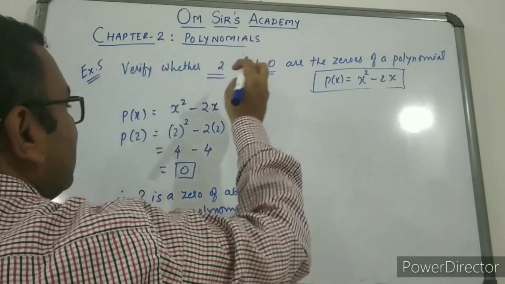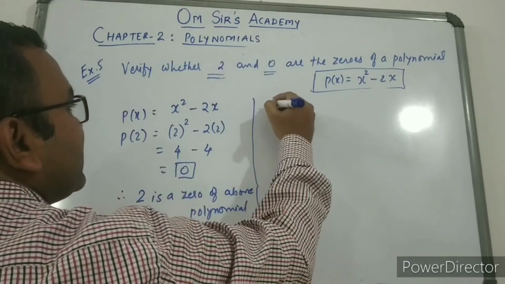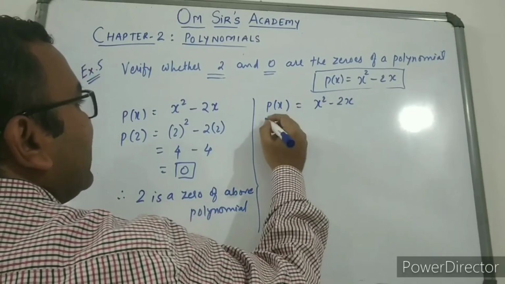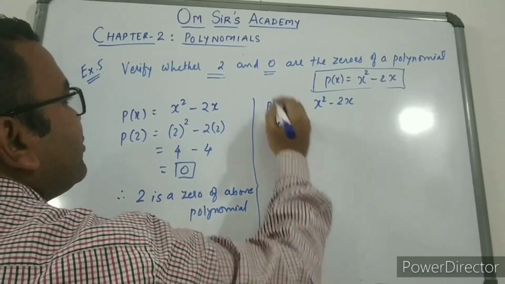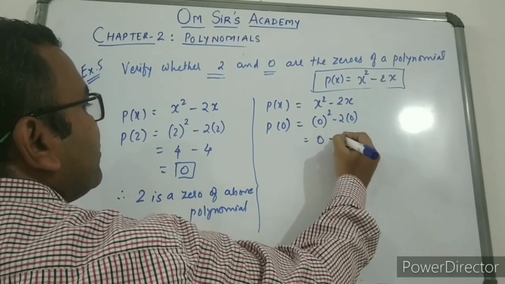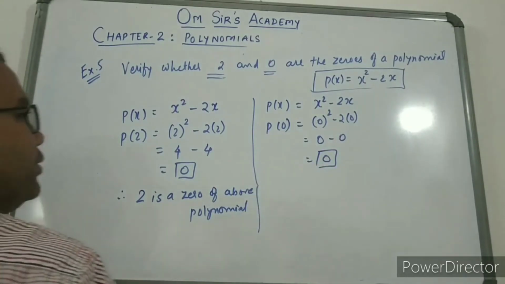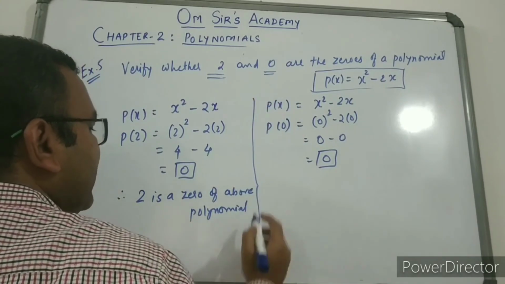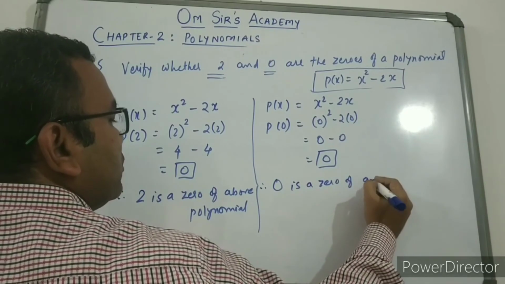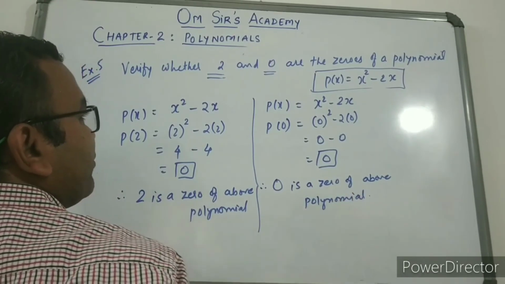Putting the other value. First is verified. That first one is the zero of the polynomial. Now we are checking the second one. Second one is what? 0. So instead of x, we substitute the value 0 in this polynomial. We get 0 square minus 2 into 0. What is 0 square? 0 square is 0 minus 0. The answer will be 0. So here also we get answer 0 by substituting 0 in place of variable x. So therefore 0 is a zero of the above polynomial. So hope this is clear, friends.